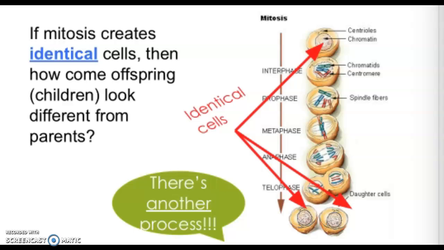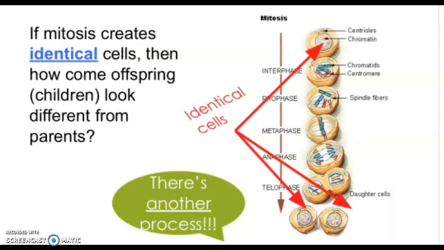So this podcast is on meiosis, but before I get into meiosis, I want to review the whole point of mitosis. So we learned already that mitosis creates identical cells. So here we have one cell, and after the end of mitosis, we end up with two identical cells. And my question for you is this: if mitosis creates identical cells, then how come our children look different?